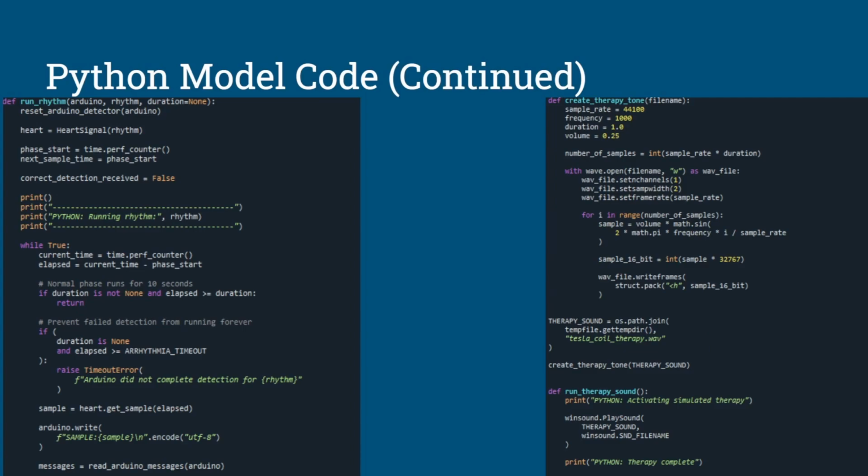And then I also have on the left here this run rhythm function, which essentially takes one of the rhythms that's chosen in the order from the beginning of the random array, and it just runs it and outputs what that rhythm actually is. And then it will compare the Arduino output back to it to make sure that it's working properly. And on the right here, I have the sound that's played through the Tesla coil for my demonstration.